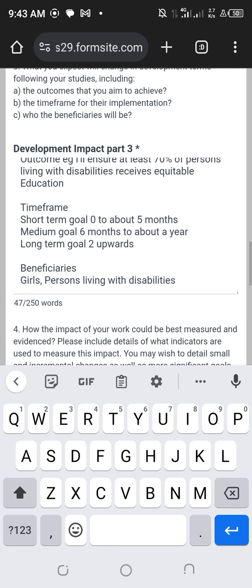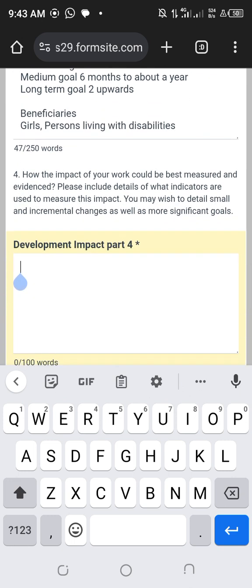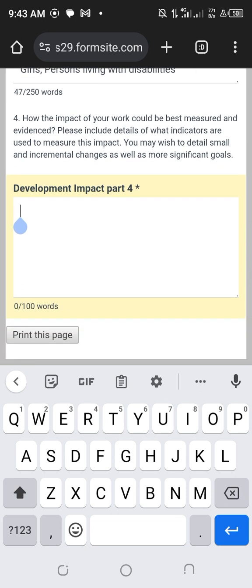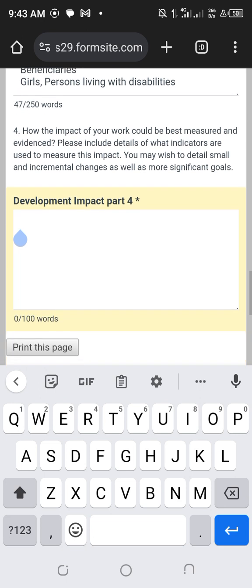It's not compulsory you must give that 70%. Be very realistic on what you are very sure you're going to do. It doesn't matter if that percentage is lower than 70%. Just be very realistic. It could be 50%. From this figure, I'll ensure that 50 people would have gotten that education. Now, this impact for part 4 is just trying to make you state how you will measure it.